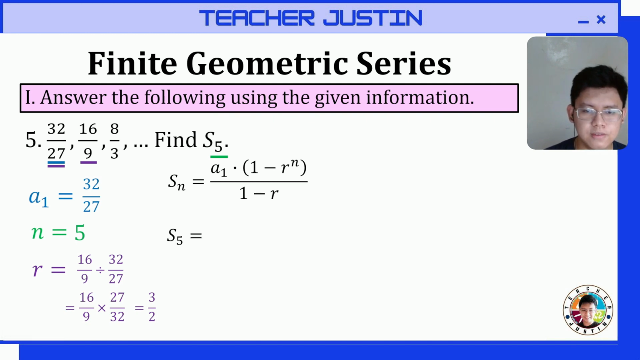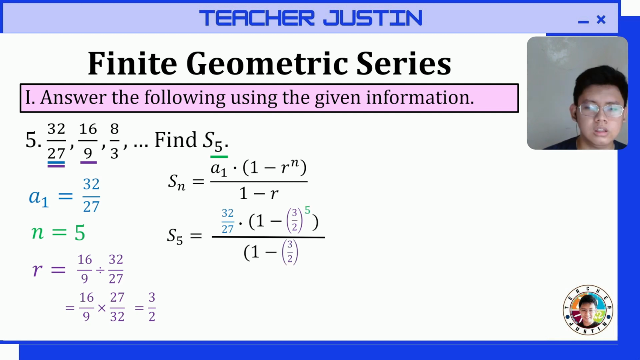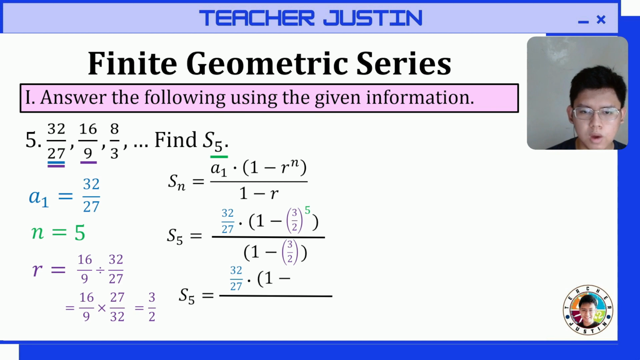Okay, so S sub 5 is equal to 32 over 27 times the quantity 1 minus 3 over 2 raised to 5 all over 1 minus 3 over 2. Now, let's simplify. So, we have 32 over 27 times the quantity 1 minus, let's get 3 over 2 raised to 5. That will be 243 over 32. That is all over 1 minus 3 over 2, which will be equal to negative 1/2.